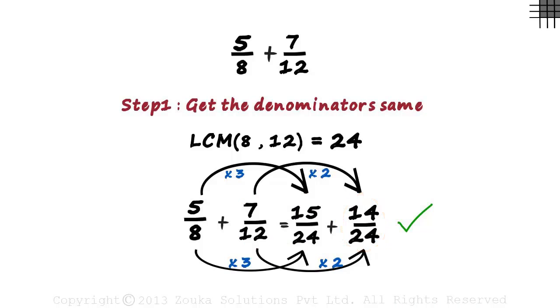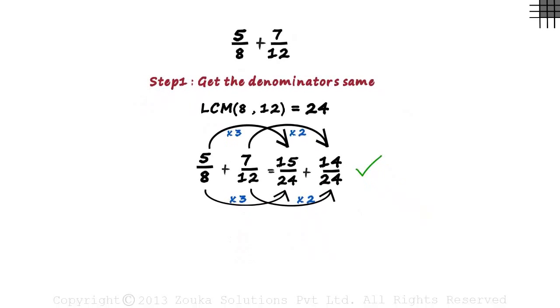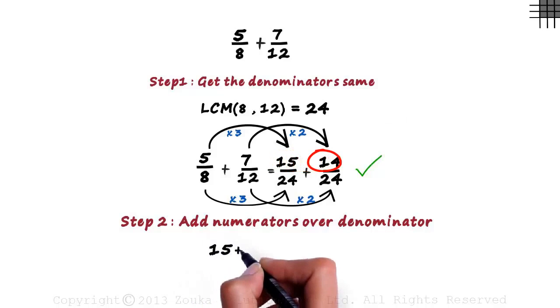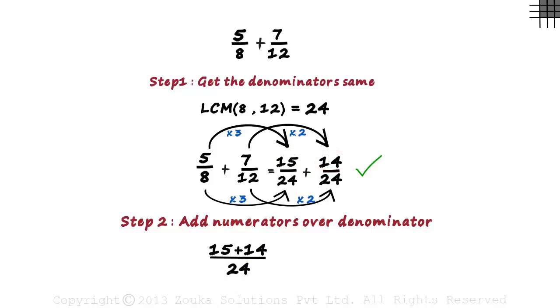That's it. The first step is over. We made both the denominators same. The second and the third steps are simple. In the second step, we add the numerators over the denominator. We can write the sum as 15 plus 14 divided by 24. That equals 29 by 24. We just added the numerators over the common denominator.